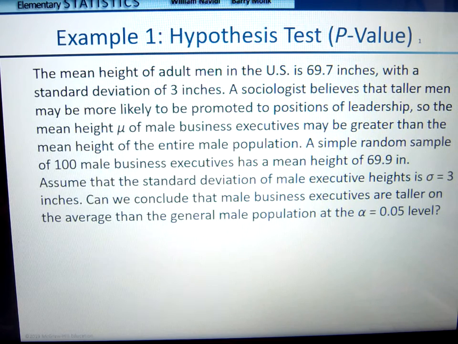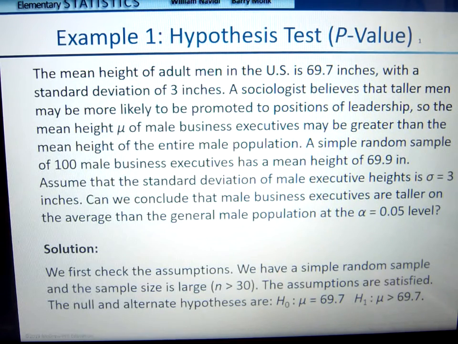So first we check the assumptions. We have a simple random sample and the sample is large. It's greater than 30. So all of our assumptions are satisfied.